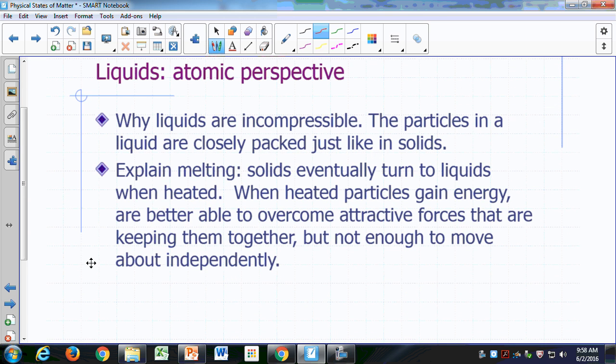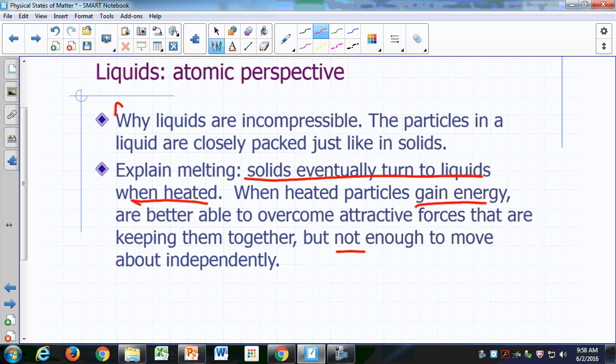What about liquids? Well, a liquid is something you get after you heat up a solid, right? So liquids have a little bit more energy. Solids eventually turn into liquids when you heat them, so they gain energy, and they're better able to overcome forces that are keeping them together, but it's not enough to allow them to move more or less independently. So they're still not quite free to move independently.